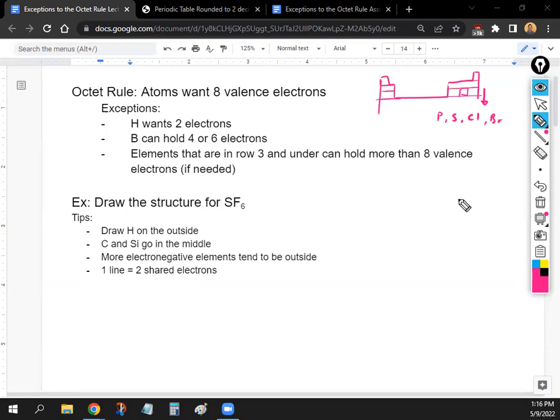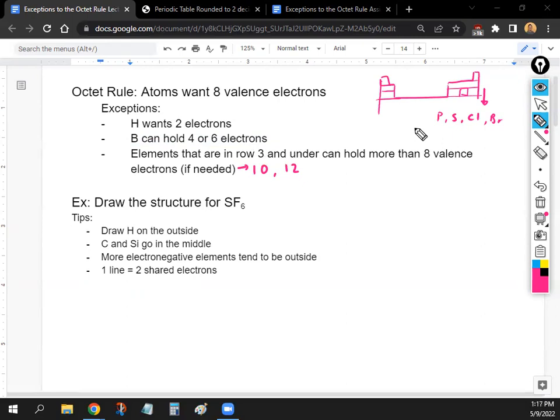Okay, so the numbers that they usually go for are going to be 10 and 12. You're not really going to get odd numbers, so keep that in mind. Anything third row and under, so phosphorus, sulfur, chlorine, and then anything underneath those.